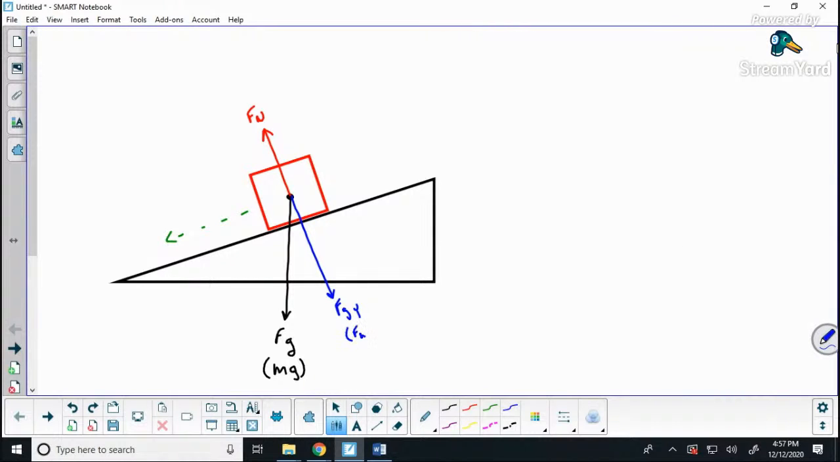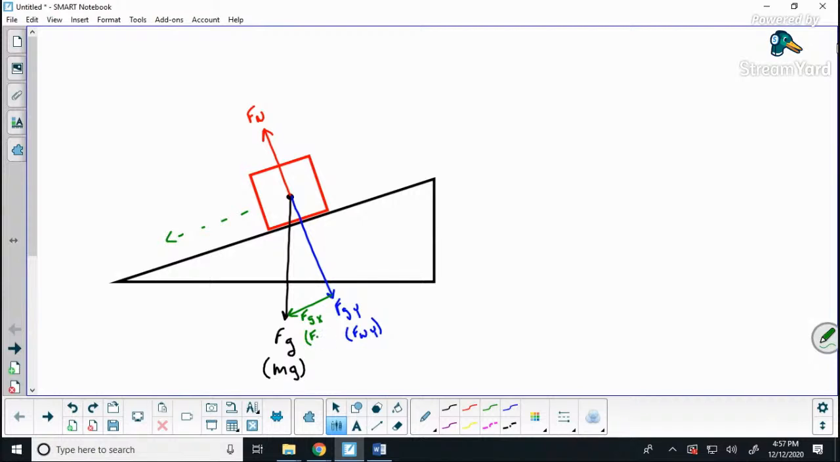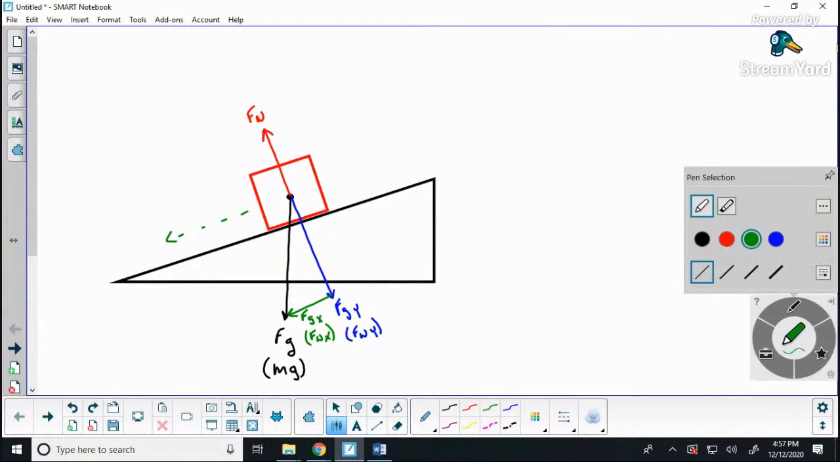Some textbooks will denote it as force of normal in the y. Either one is acceptable. The other force that I now have is that force directed down the plane, and that would be force of gravity in the x, which again, some textbooks will put as force normal in the x, simply so you don't have three forces of gravity there. Instead, you can think about force normal acting in two directions, in the y and then in the x, and that's perfectly fine.